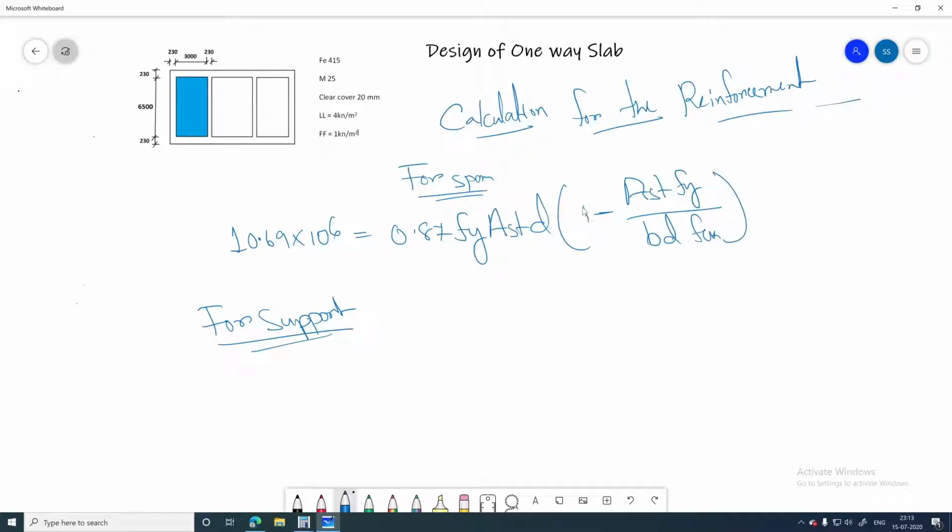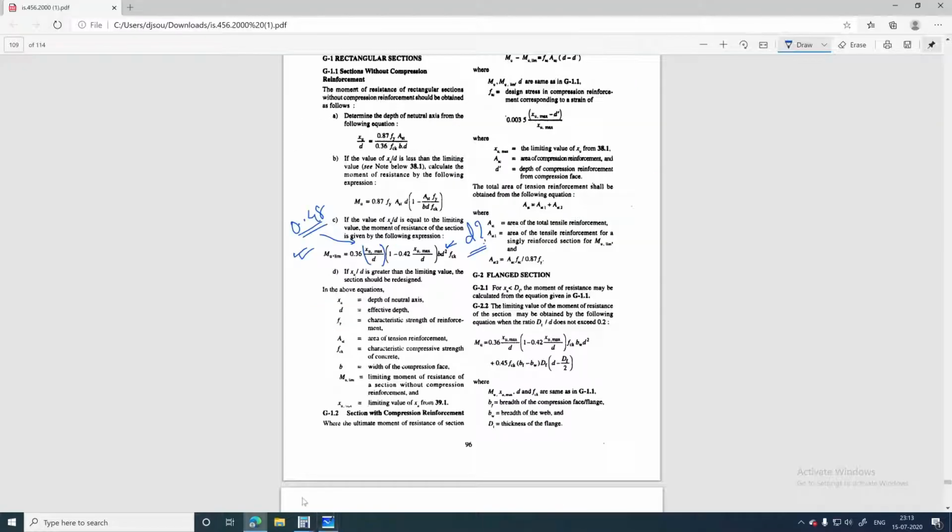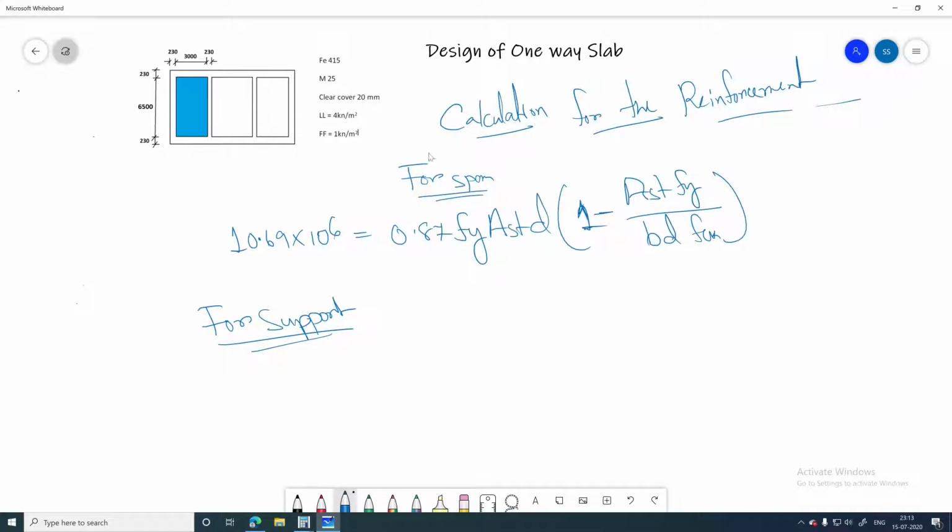So just remember this formula, very simple one. You can also use the code here. This is the ultimate moment, that is 0.87 Fy AST D into 1 minus AST Fy by Vd Fck. Whenever you need to calculate the value of AST in a slab, two-way slab, beam, or staircase, you just use this one formula. So here you can see this is the AST, and you need to determine this AST.